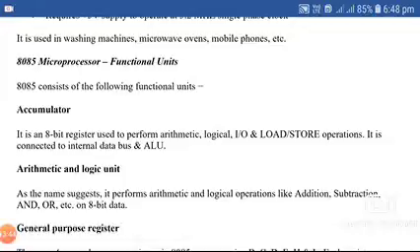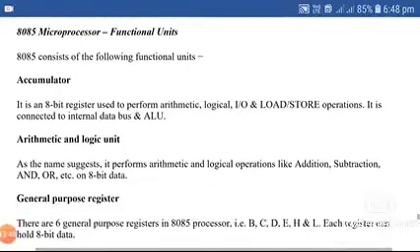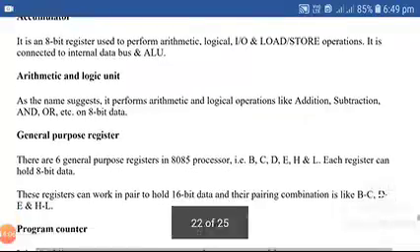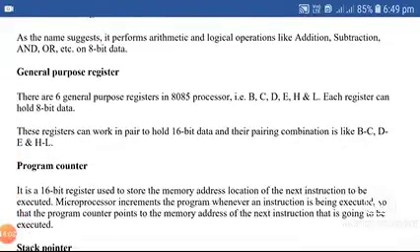8085 microprocessor functional units. It consists of the following functional units: Accumulator. It is an 8-bit register used to perform arithmetic, logical, I/O and load store operations. It is connected to the internal data bus and ALU. Next is the arithmetic logic unit. As the name suggests, it performs arithmetic and logical operations like addition, subtraction, AND, OR, etc. on 8-bit data. Next is the general purpose registers. There are 6 general purpose registers in the 8085 microprocessor, that is B, C, D, E, H and L. Each register can hold 8-bit data.